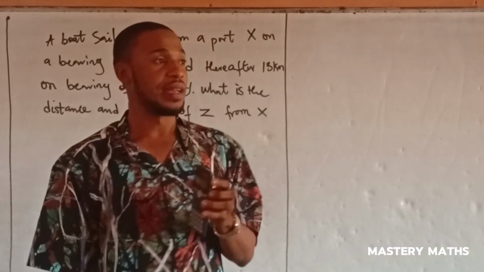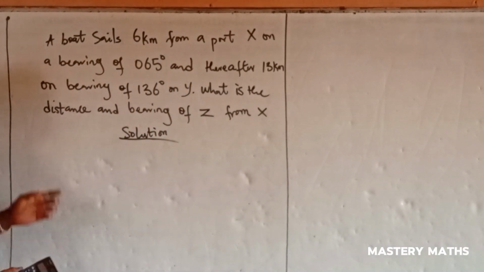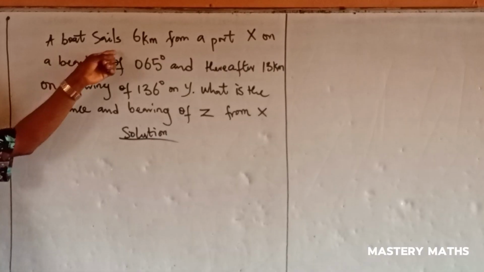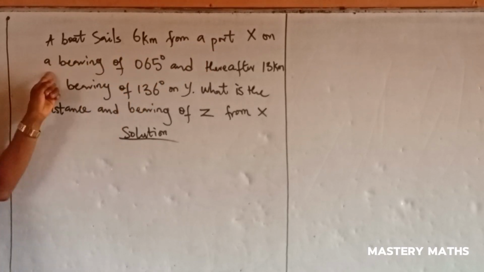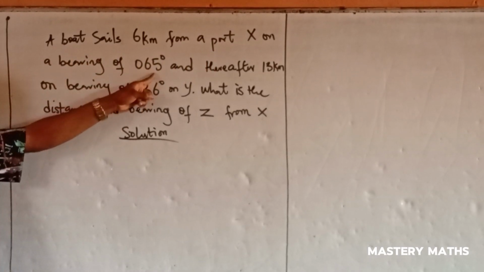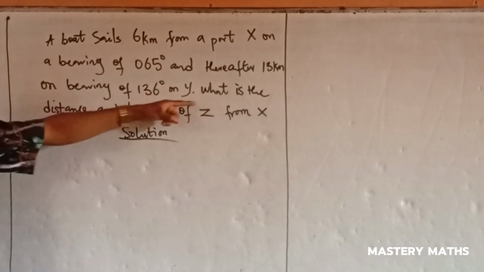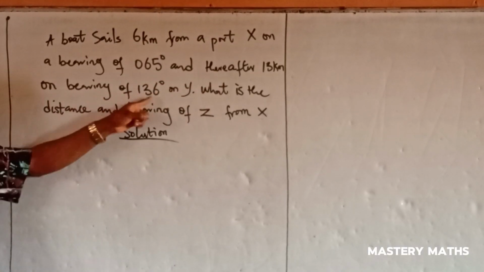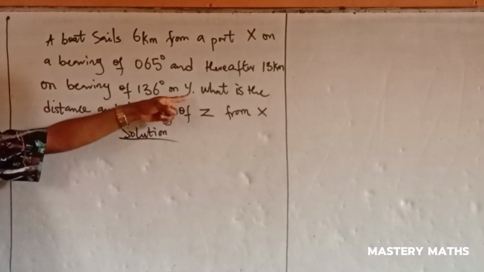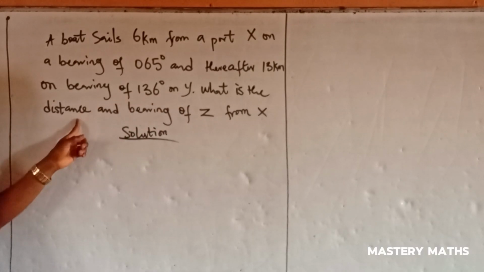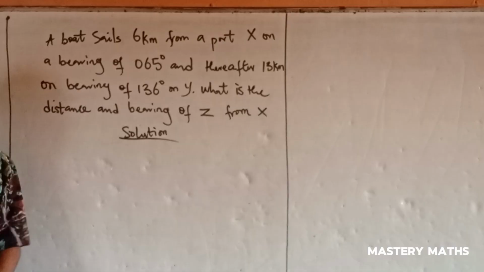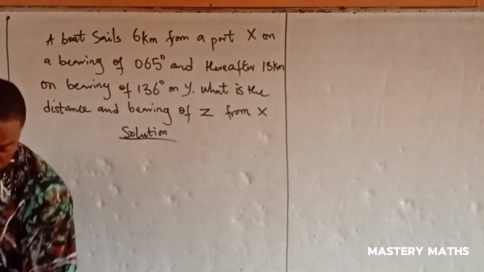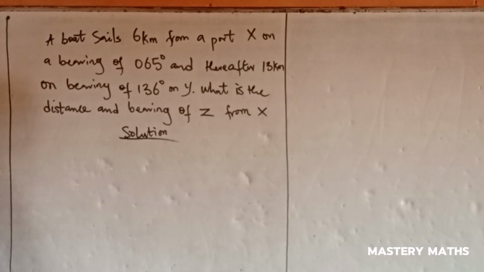other thing. Now on the board, we have: a boat sails 6 kilometers from a port X on a bearing of 065 degrees, and thereafter 13 kilometers on a bearing of 136 degrees to Y. Now, what is the distance and bearing of Z from X? On the board, you have a bearing question.